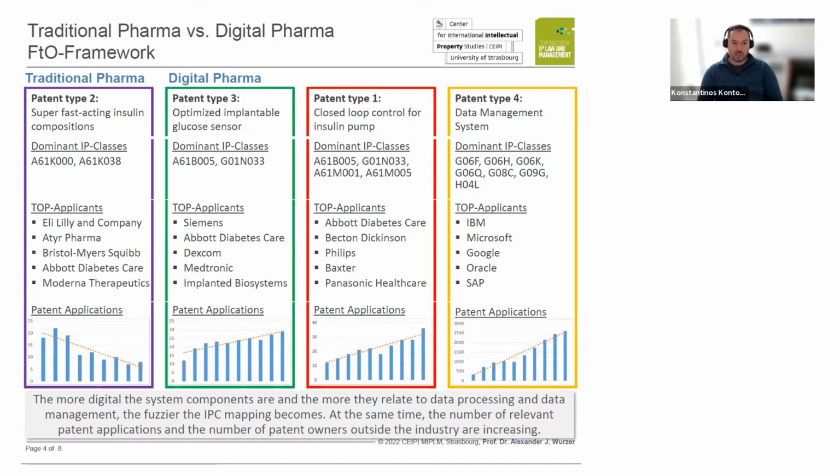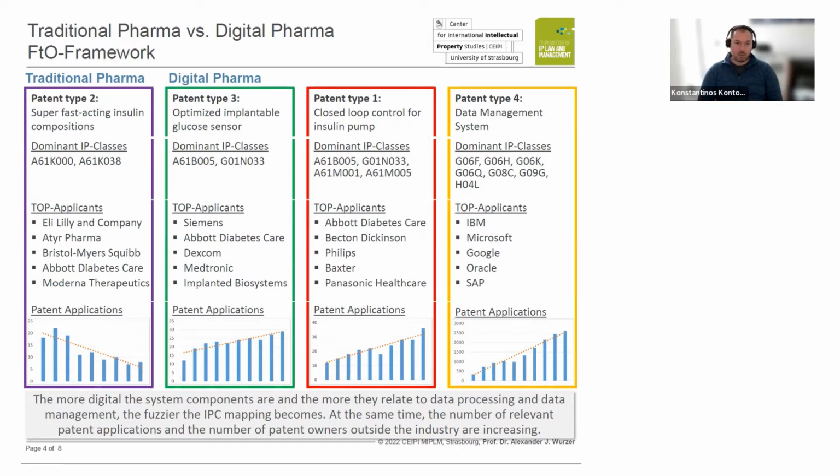So for example, for traditional pharma, as Veronique explained, in patent type 2, companies traditionally were filing applications for a molecule, for example, insulin compositions. And then we can see that, for example, the international patent classification codes relate to medical or dental technology, and the top applicants are traditional pharma companies. What is also interesting to see is that the number of applications in this narrow field is decreasing.